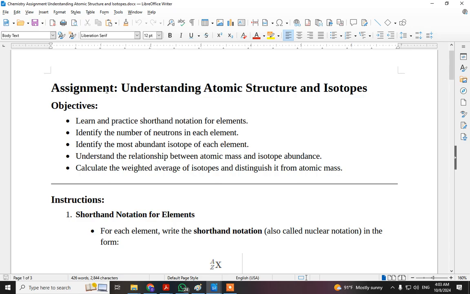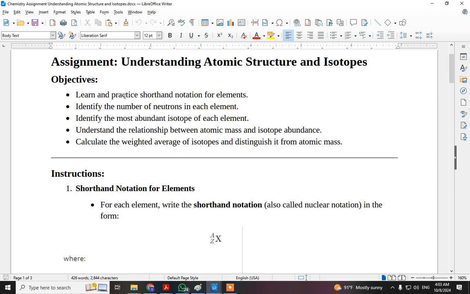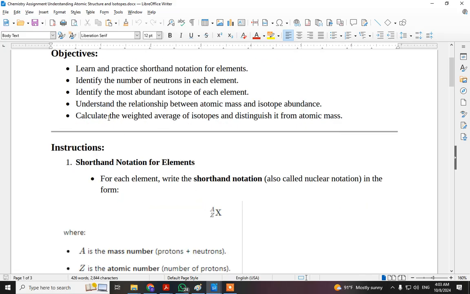So the assignment for this topic of chemistry is as follows. These are the objectives. I want you to practice the shorthand notation to be able to identify number of neutrons with the little formula that we've talked about, to identify the most abundant isotope of a given element, understand the relationship between atomic mass and isotope abundance, and lastly, to be able to calculate the weighted average of isotopes and distinguish it from the atomic mass.